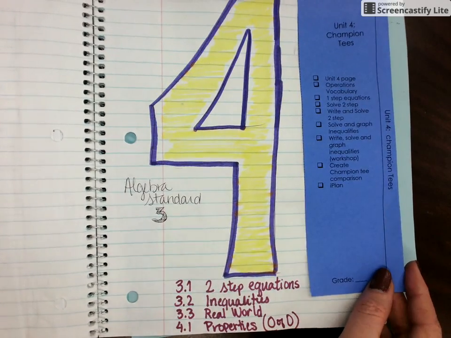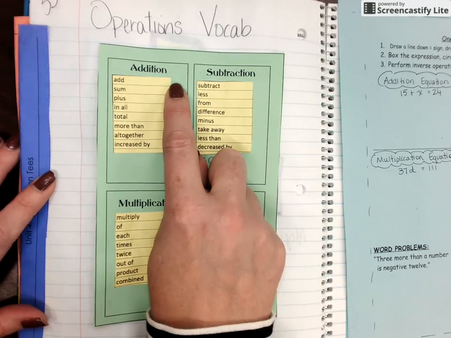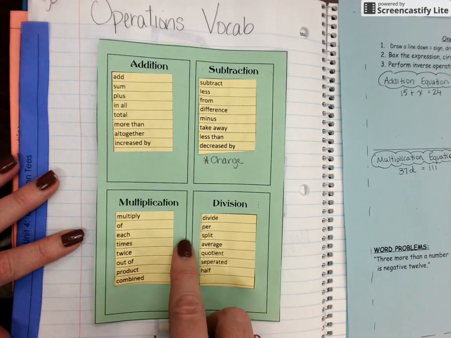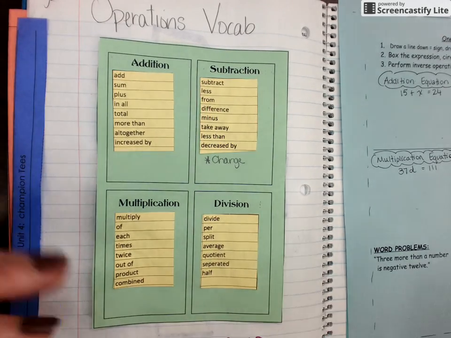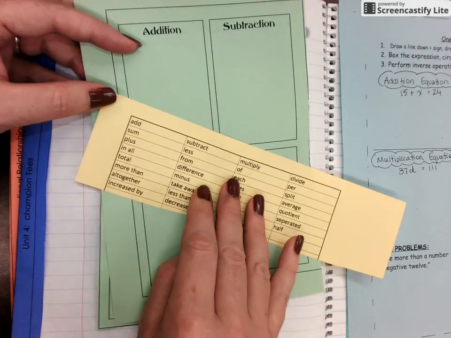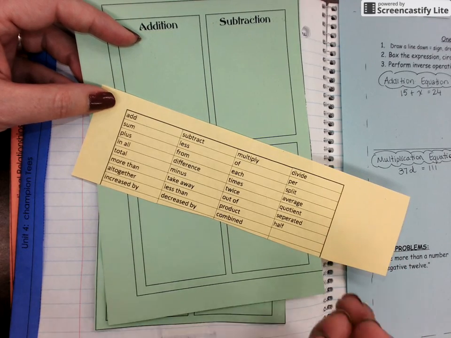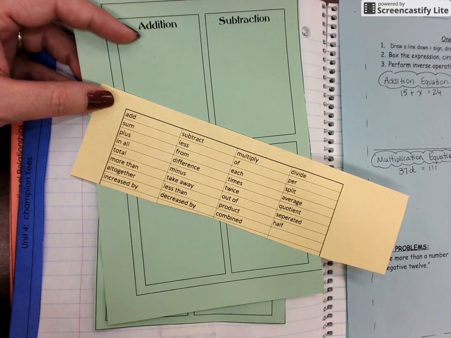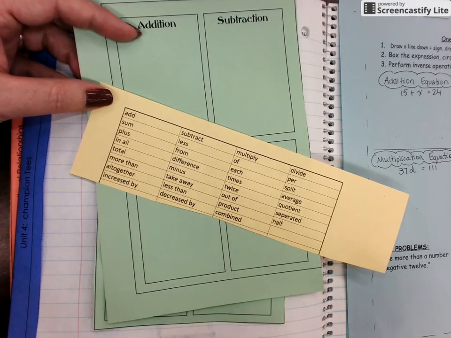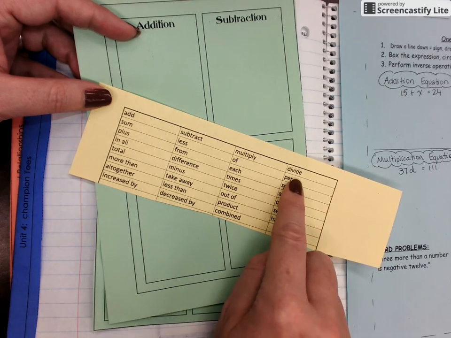So the next page would be just your operations vocab page. Operations meaning add, subtract, multiply, and divide, and the words that go with those. So you have a sheet that sections it for you, organizes, and I even printed out the most common terms. So if you're reading a problem that says a number is the quotient of X and -5, and you don't know what quotient means, you could look it up on your slip and say, oh, quotient means divide.